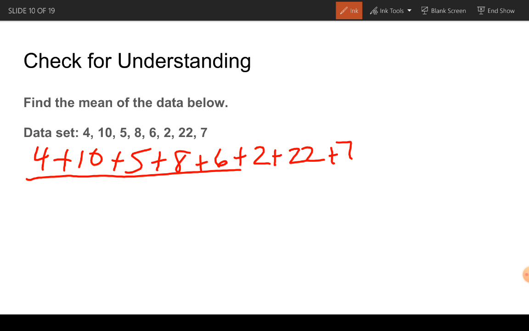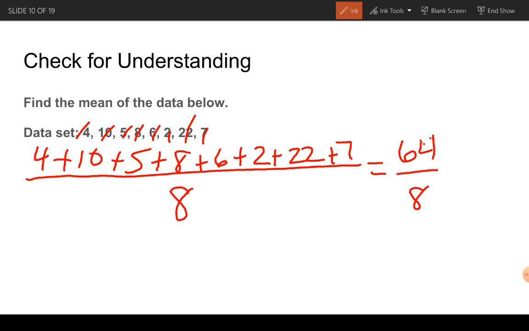And then we have to go through and count how many values we have, and that will go in our denominator. So 1, 2, 3, 4, 5, 6, 7, 8 will go in our denominator. And we can simply add all the top values, and we'll get 64, all divided by 8. And 64 divided by 8 is 8.